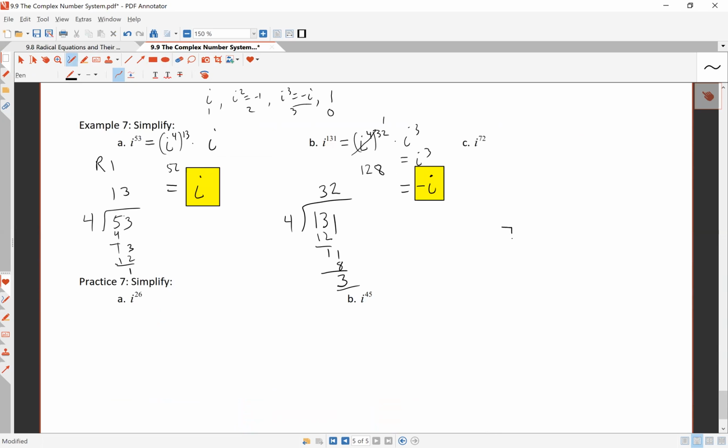i to the 72. 72 divided by 4. 4 goes into 7 once. Remainder 3. And 4 goes into 32 eight times. This is i to the fourth raised to the 18th power, which is just 1. The remainder is 0, and you get 1.